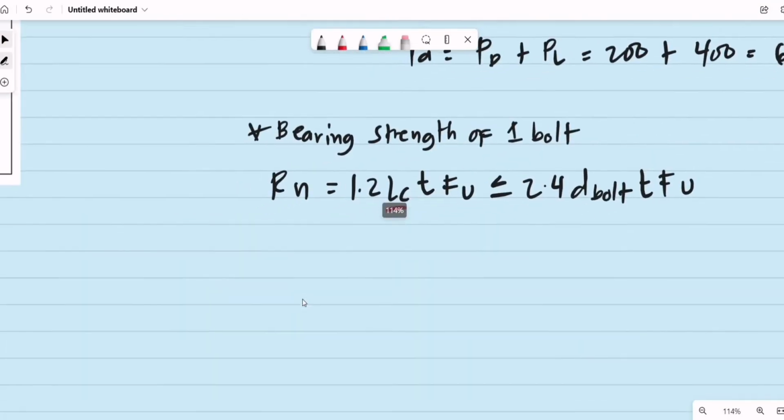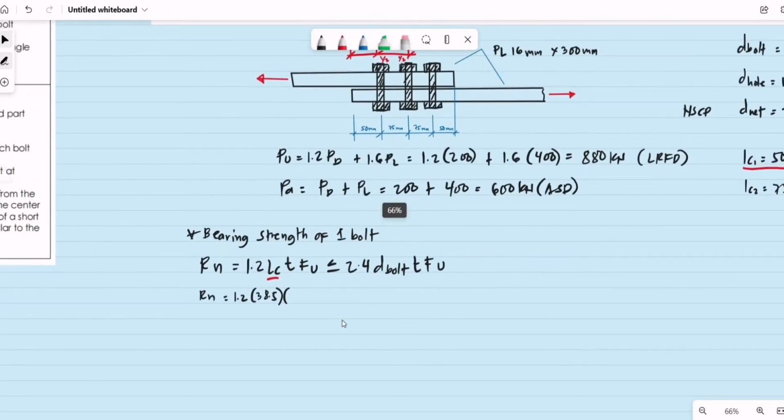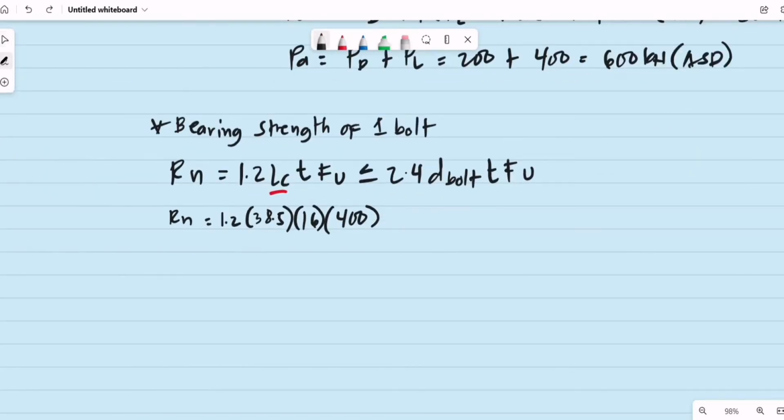So let us now compare these values when it comes to the bearing strength. This is R sub N is equal to 1.2. Again, our L sub C is 38.5 millimeters. The thickness of the plate is given as 16 mm. Then the value of F sub U is equal to 400 megapascals. This value is in newtons, so we are to divide this value by 1000 newtons.